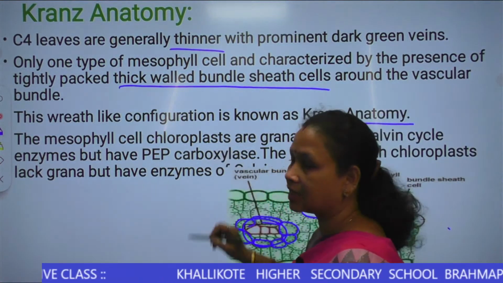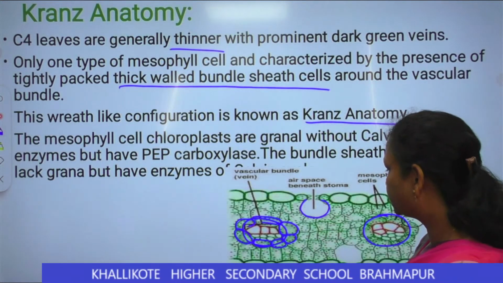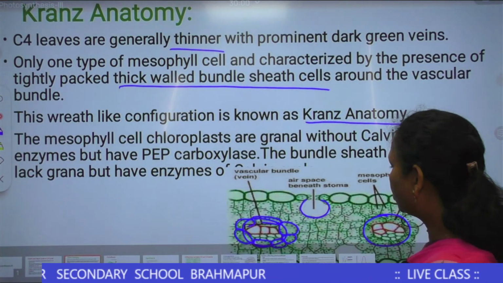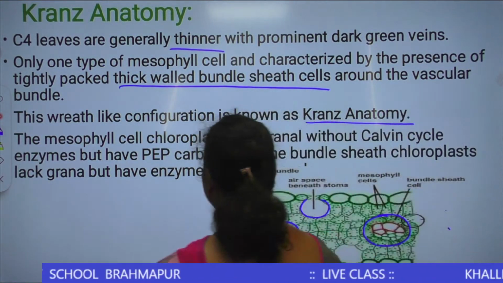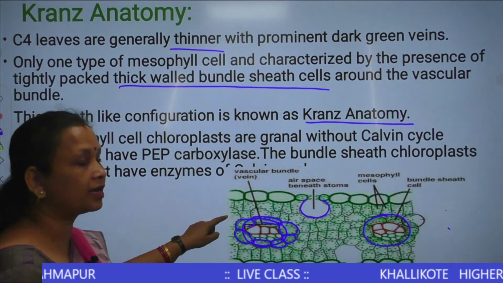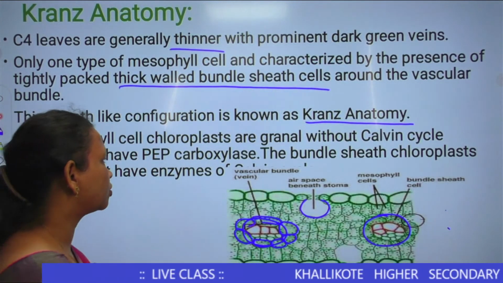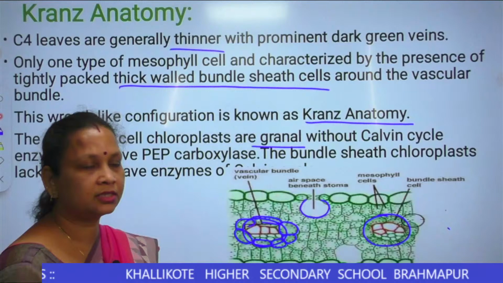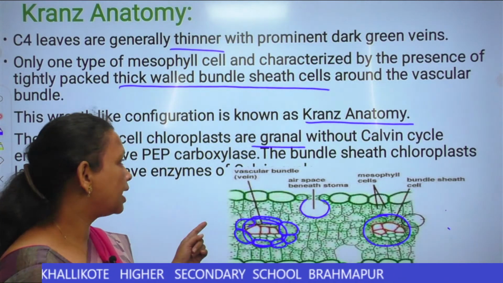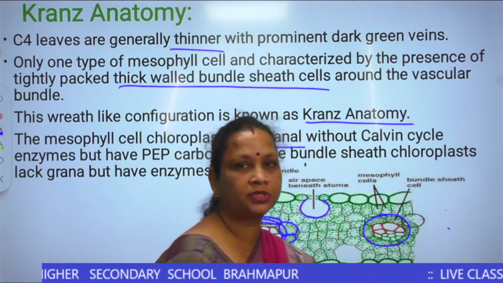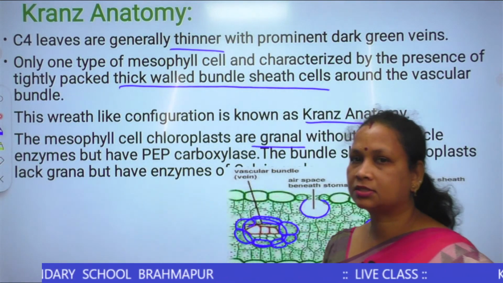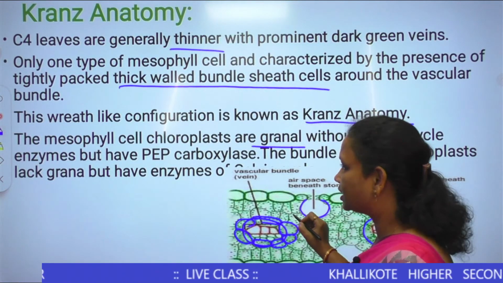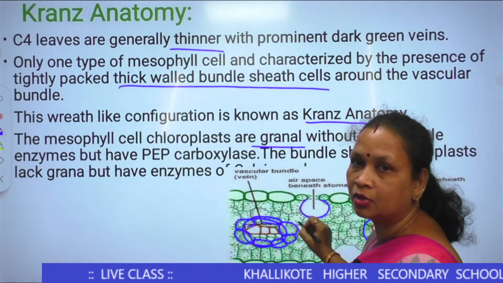Coming to the characteristic feature of the chloroplasts. The chloroplasts of the mesophyll cells are granal, so you have granal chloroplasts. The meaning of granal is that there is much developed grana inside the cell, and there is absence of Rubisco enzyme in the chloroplast of the mesophyll cell. So, the mesophyll cell chloroplast will not have Rubisco enzyme.